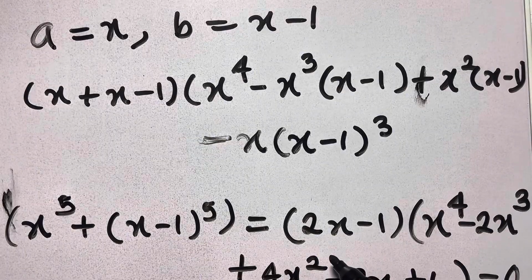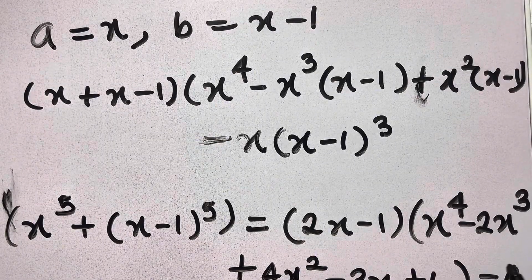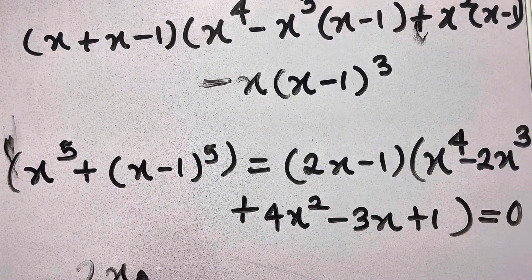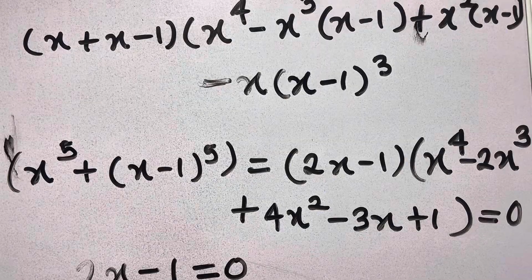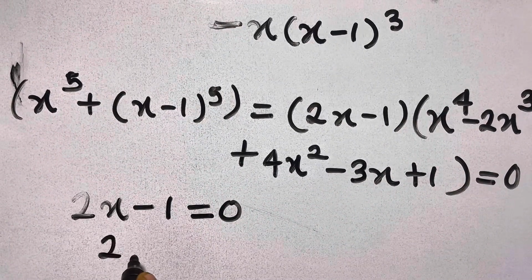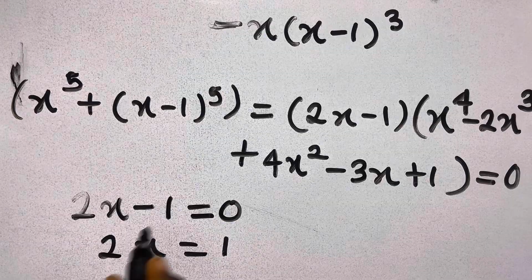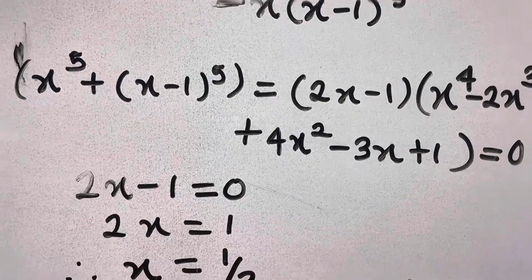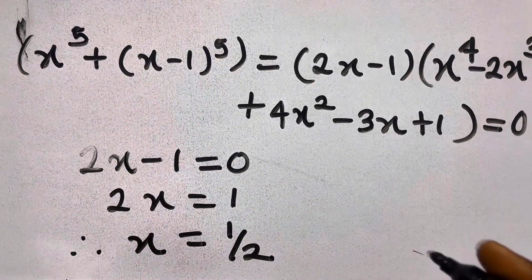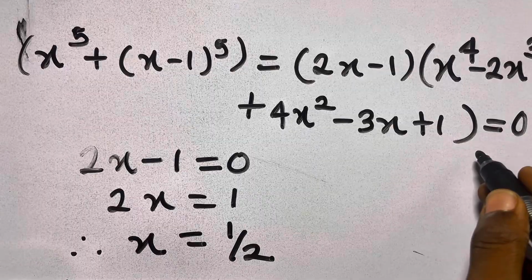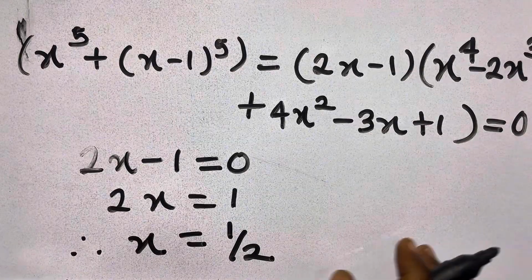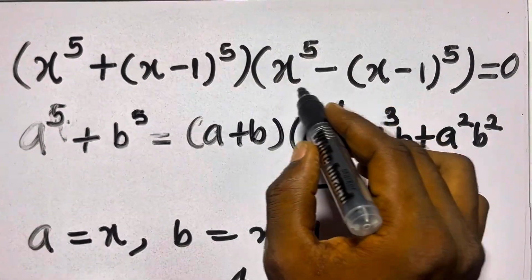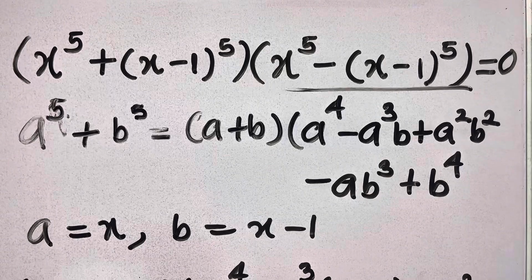So we have one factor here, we equate this one to 0, and we also equate this one to 0. But let's first deal with this. We have 2x minus 1 equals 0, and what we have here is 2x equals 1. Therefore, for this particular factor, we have x equals 1 divided by 2. But let me hold this second factor. I'll try to go and expand this particular factor next, before I come to the other factor below.